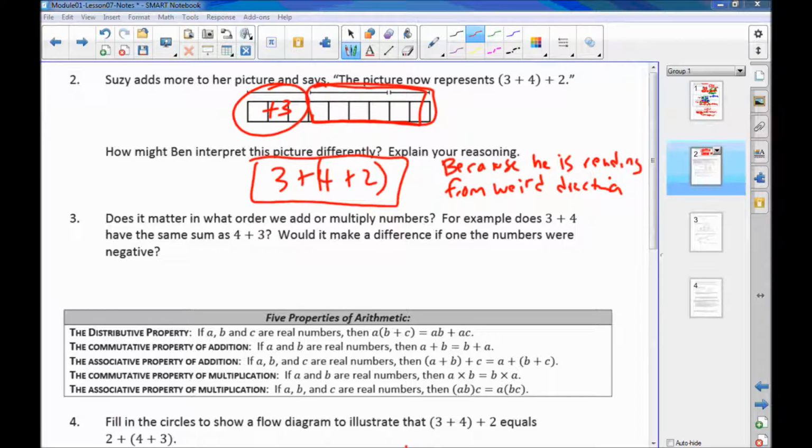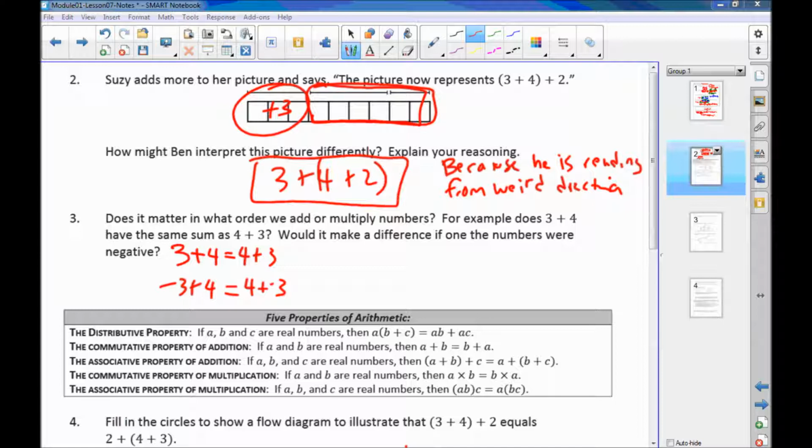All right, so now the question is, does it matter in what order we add or multiply numbers? For example, is 3 plus 4 the same as 4 plus 3? Would it make a difference if one of the numbers were negative? Well, we already saw in the first example that 3 plus 4 is the same as 4 plus 3. They're both 7. If we were to make one of them negative, let's just check and make sure that it still works. So 4 plus negative 3, both of those have a result of positive 1. And if we flipped and make the 4 negative, they both have a result of negative 1, so it'd still work. So it doesn't seem to matter in what order we add.